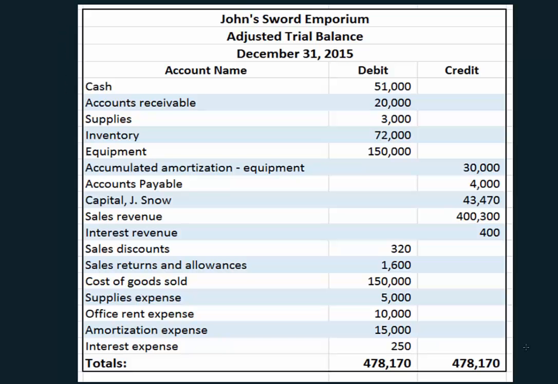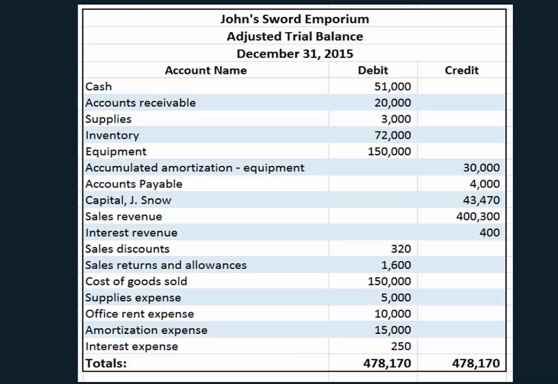So let's look at a trial balance of a merchandiser under the perpetual inventory system. We've got some new accounts when compared to a service organization. We have an inventory account, which is new. This is going to show up on the balance sheet as a current asset. We have sales revenue instead of service revenue. We have sales discounts, sales returns and allowances, and cost of goods sold, and those are all the new accounts that we're seeing on this trial balance.